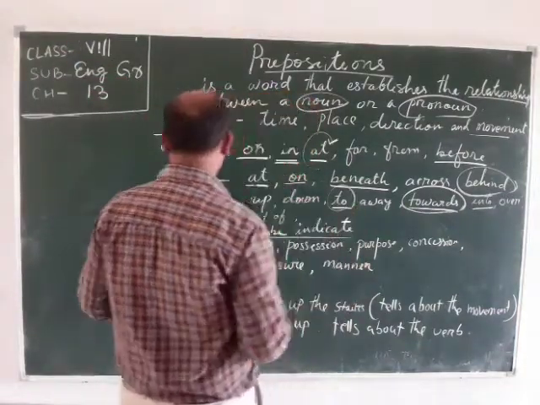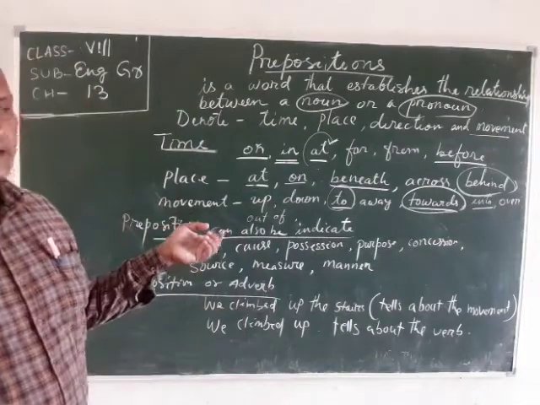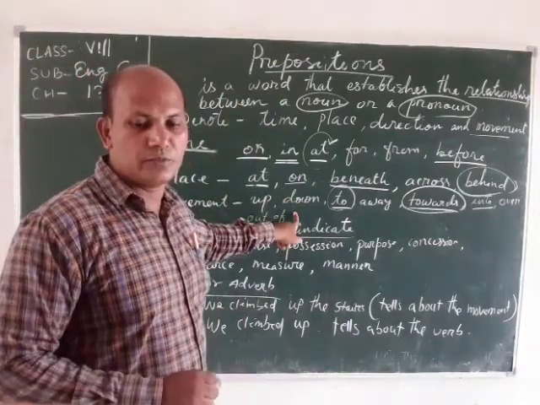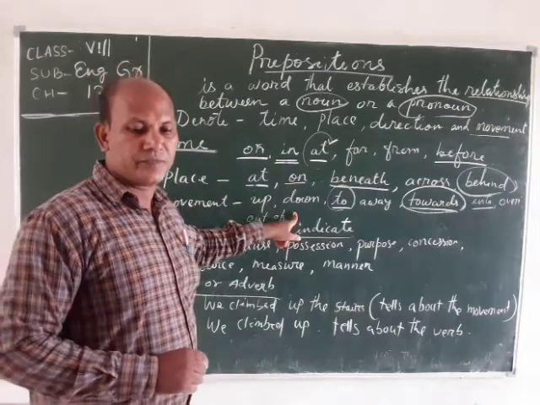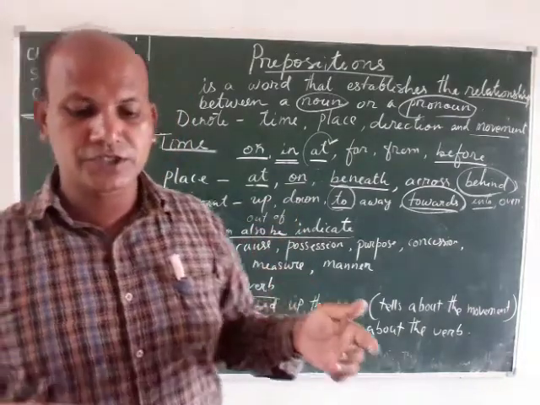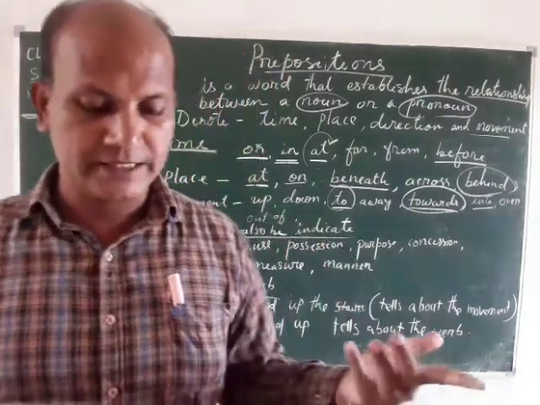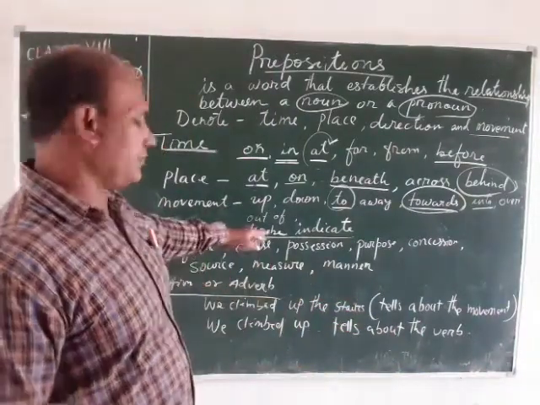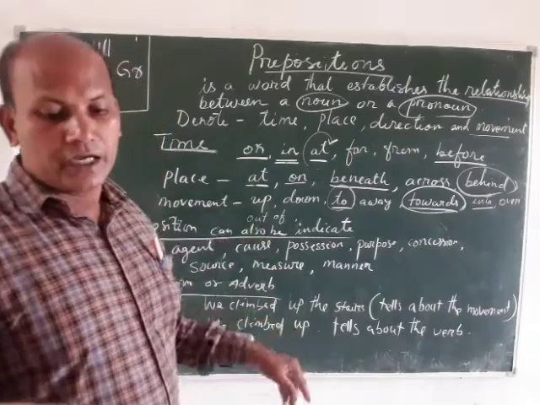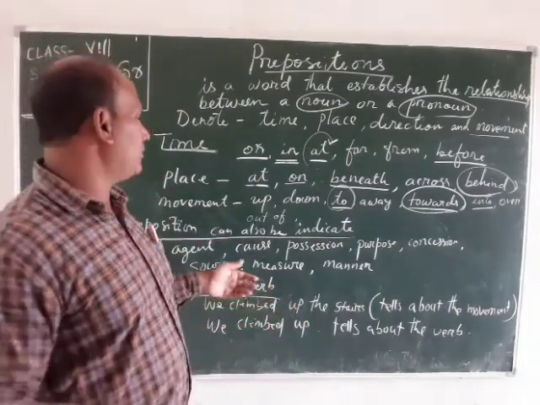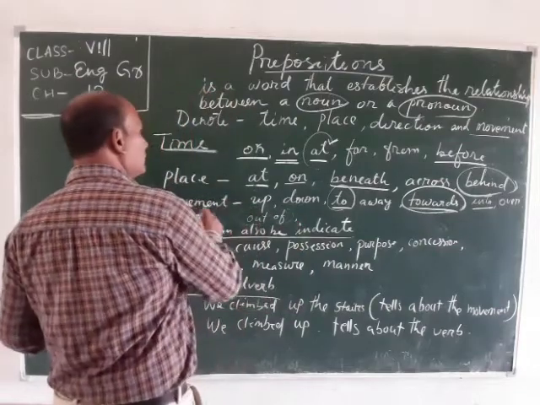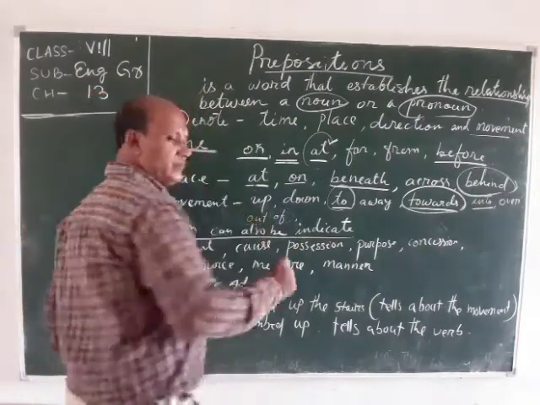To the biology lab, that is movement. Students are climbing up, that is movement. And I am coming down, that is movement. Okay, the teachers went down the steps of the building hurriedly, etc. And another example, out of. We rushed out of the building. So these are all the prepositions for movement.